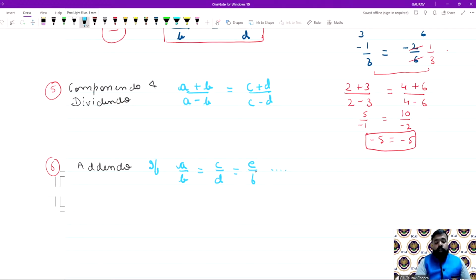This is given. If we apply addendo, addendo means add all the numerator values and add all the denominator values. So what we get? A plus C plus E and so on, divided by B plus D plus F and so on. So addendo means add all the numerators divided by add all the denominators. So it becomes addendo.